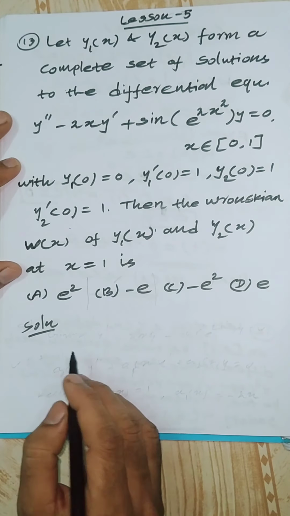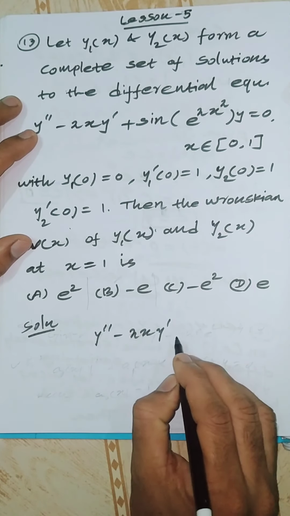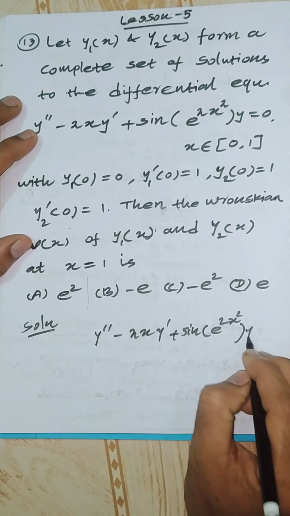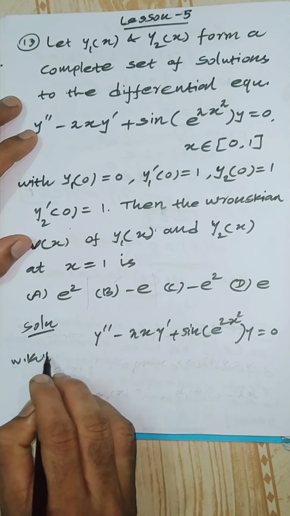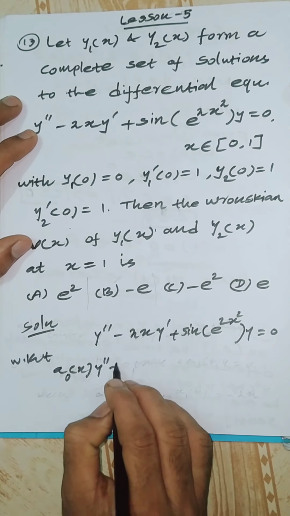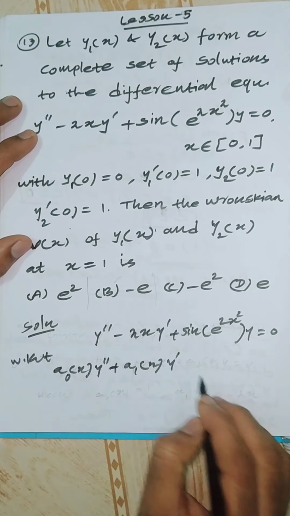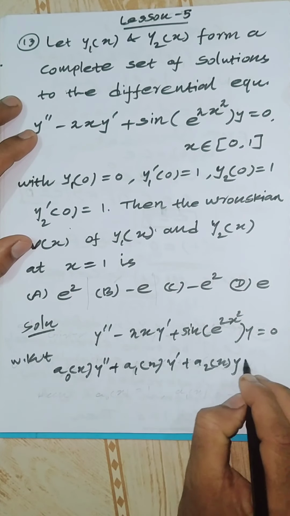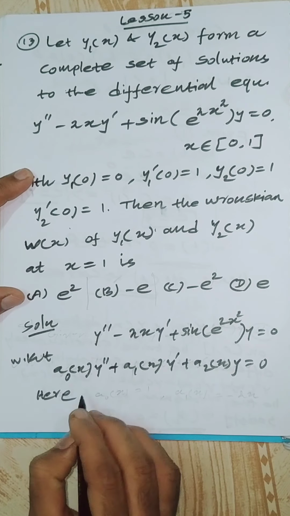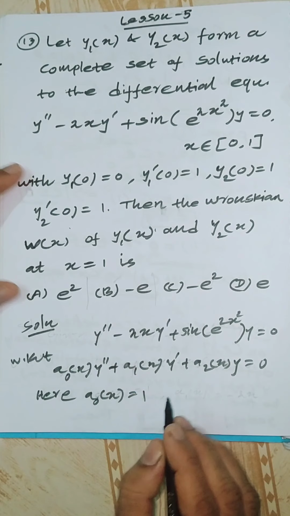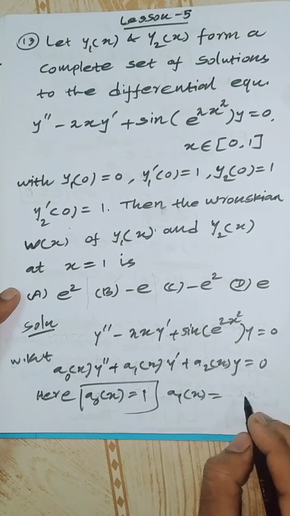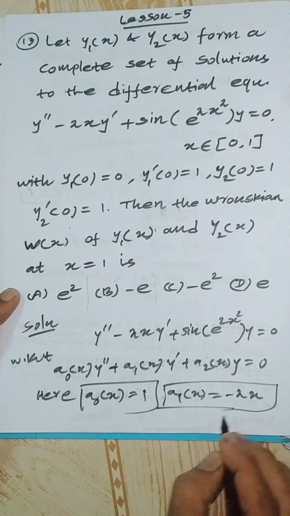Given differential equation y double dash minus 2x y dash plus sine of e power 2x square into y equal to 0. We know that the general form is a naught of x y double dash plus a1 of x y dash plus a2 of x y which is equal to 0. So compare this with the equation, we get, what is a naught of x? It is nothing but 1. So what is the a1 of x? Minus 2x. So we need a naught, a1.